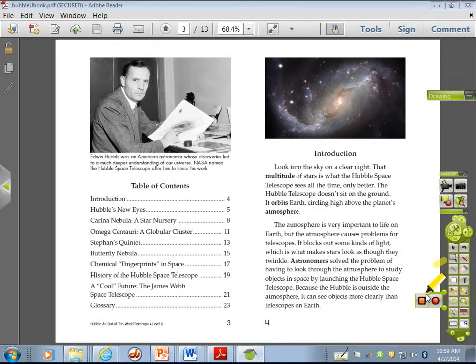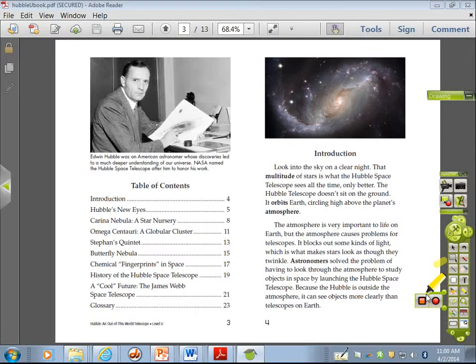Look into the sky on a clear night. The multitude of stars is what the Hubble Space Telescope sees all the time. Only better. The Hubble telescope doesn't sit on the ground. It orbits Earth, circling high above the planet's atmosphere. Can the telescope go into the atmosphere? We put it in space.